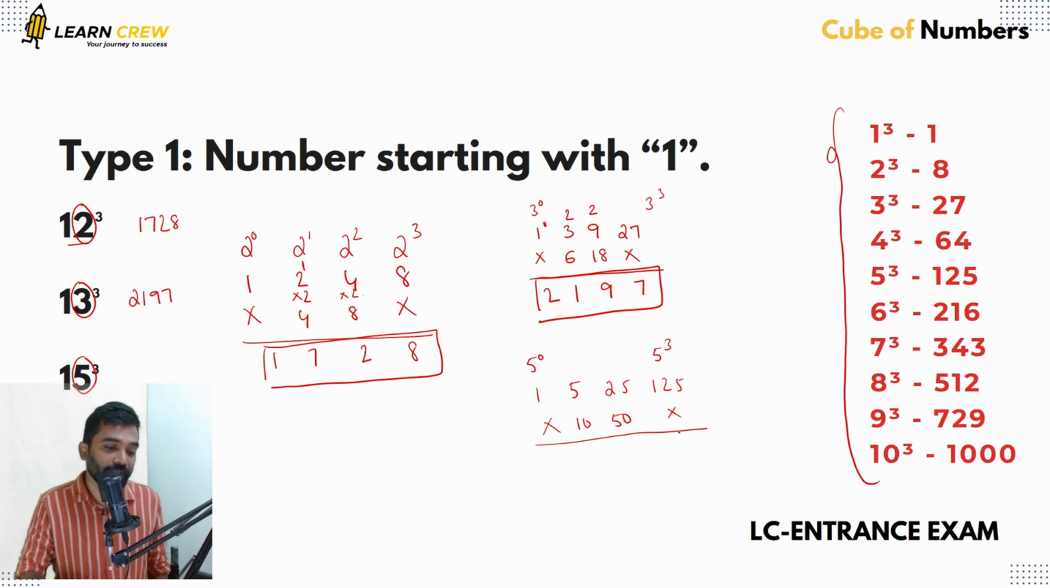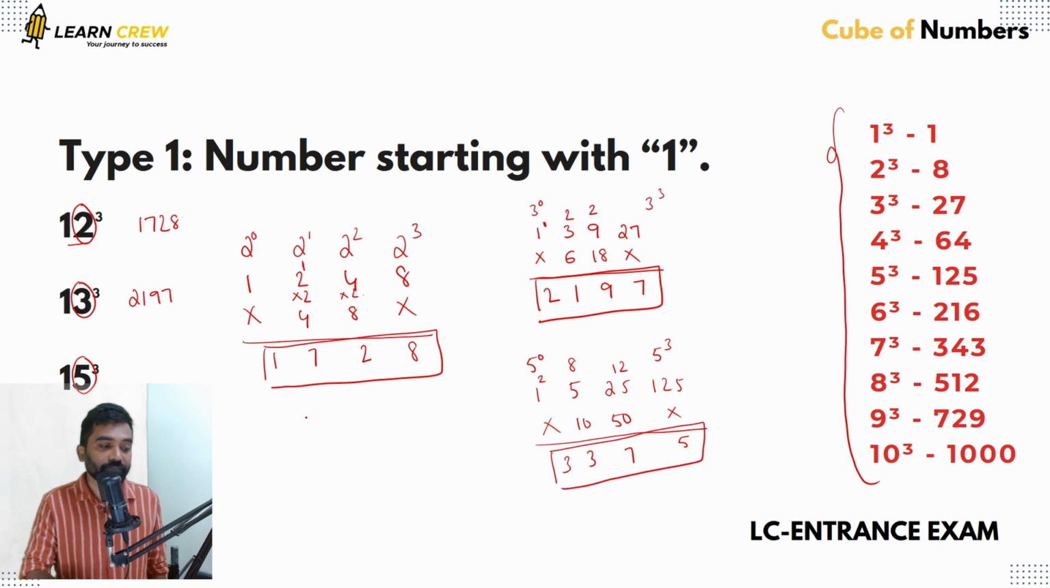Just bring down the 5 from the last, 12 carry, this becomes 75 plus 12, 87, 7, 8 carry, this becomes 15, 20, 23, 3, 2 carry, this becomes 3375. This becomes your answer for 15Q.